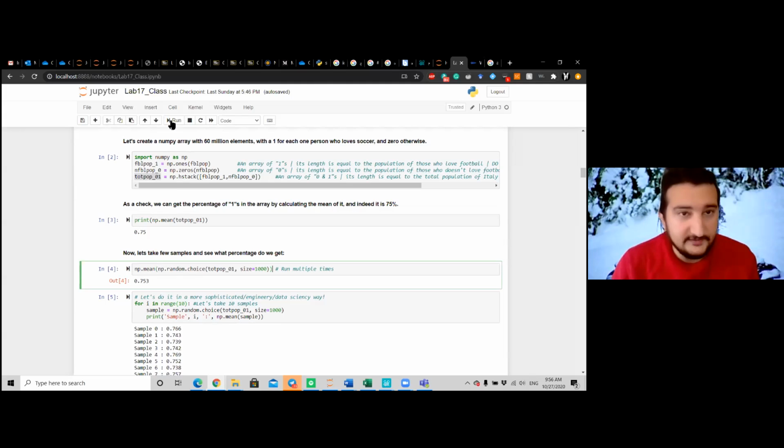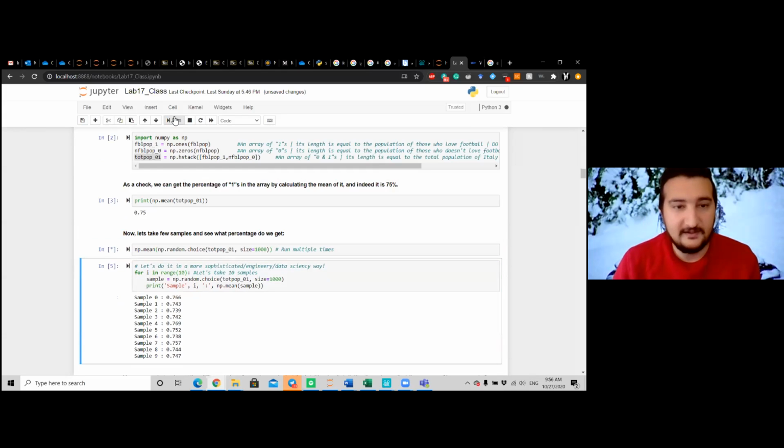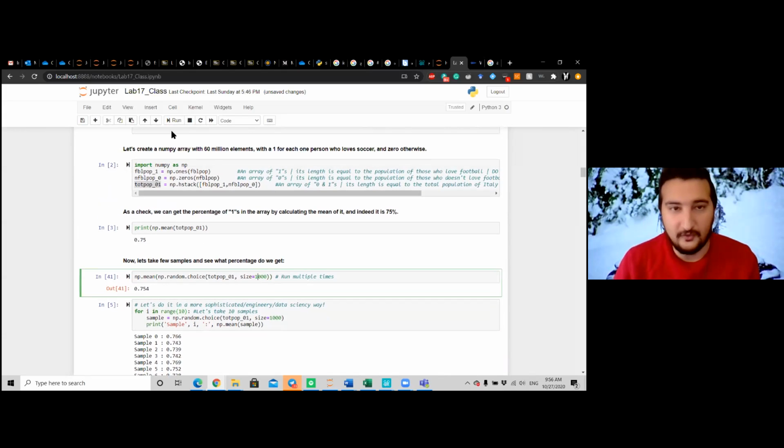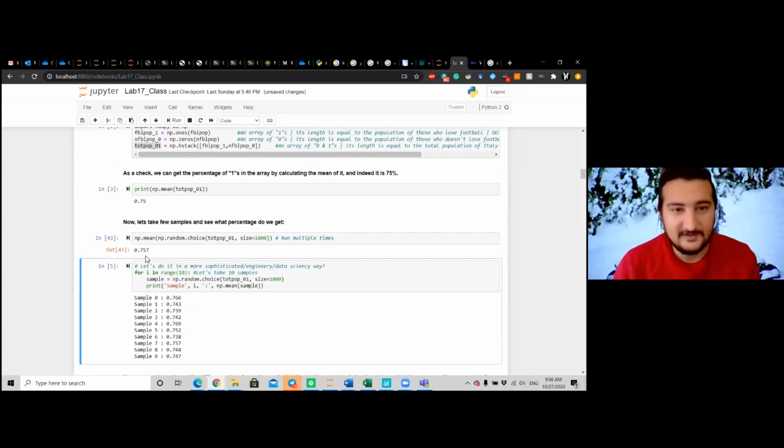If I run this once, it will give me a mean of 75.6%. Then if I run it again, 75.4. If I run it again, 73. That's actually what we wanted, right? And then 75.7. So if you run this multiple times, you will get different numbers. Does that make sense to you? Did you expect that we will get different numbers, or did you expect that we will always get 0.75?